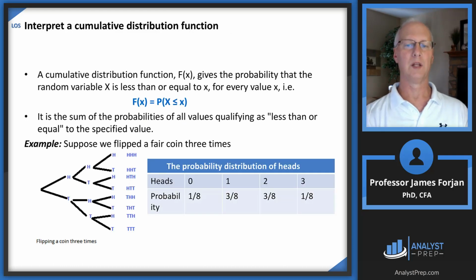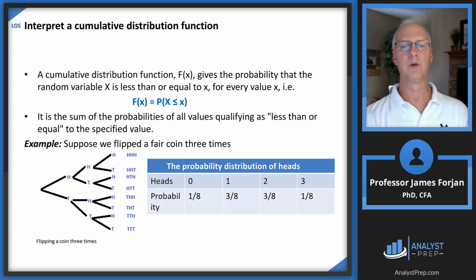What about a cumulative distribution function? Remember, that word cumulative means that we're going to add a bunch of stuff together. All right, so there's the notation that's used. Important: inside of the parentheses on the right-hand side of the equal sign, we're looking for the probabilities that are less than or equal to a specified value.